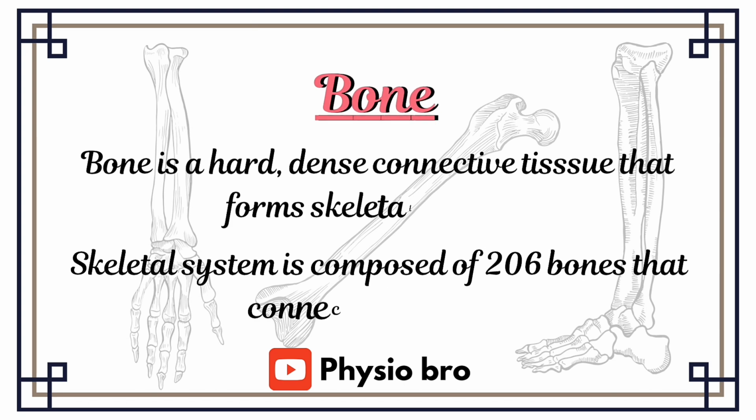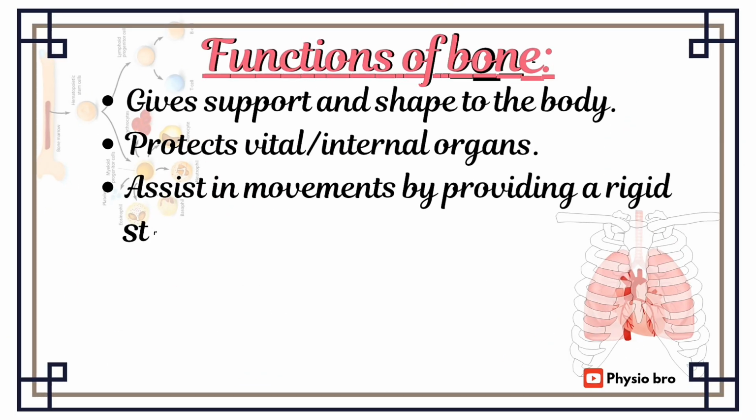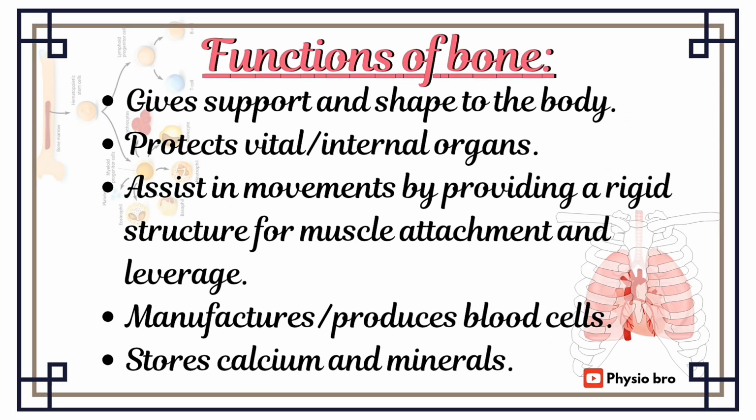Bones. Bone is a hard, dense connective tissue that forms the skeletal system. Skeletal system is composed of 206 bones that connect via joints. Functions of the bones. Gives support and shape to the body, protects vital or internal organs, assists in movements by providing a rigid structure for muscle attachment and leverage, manufactures or produces blood cells, stores calcium and minerals.